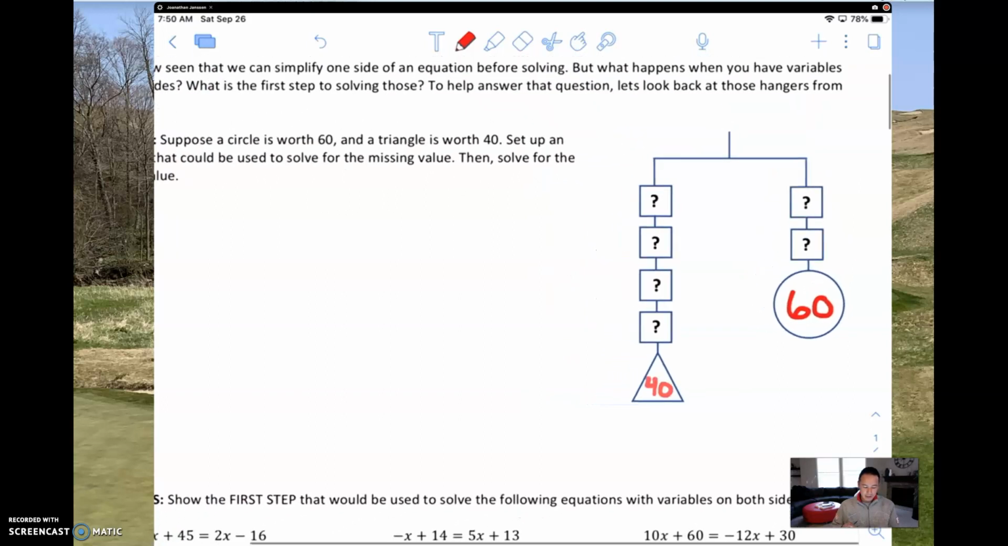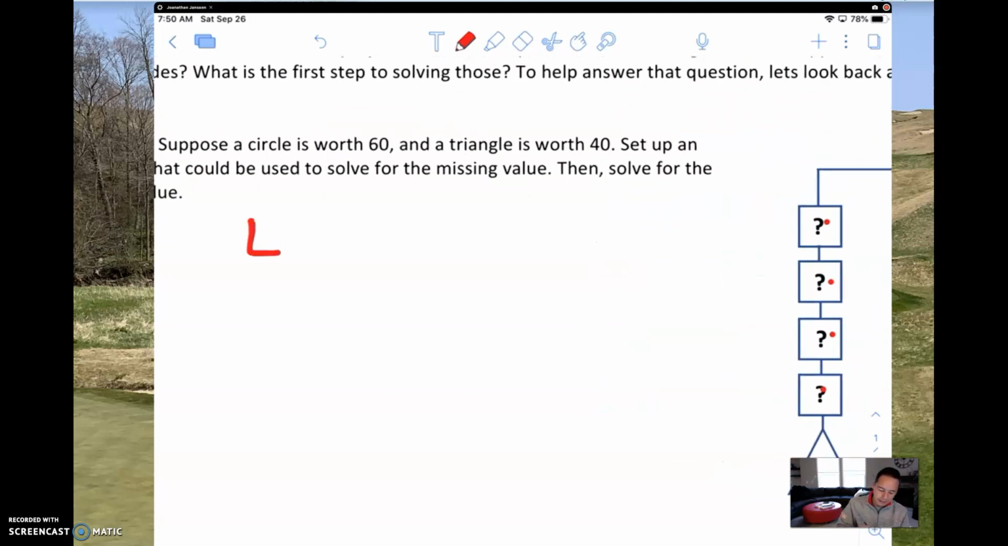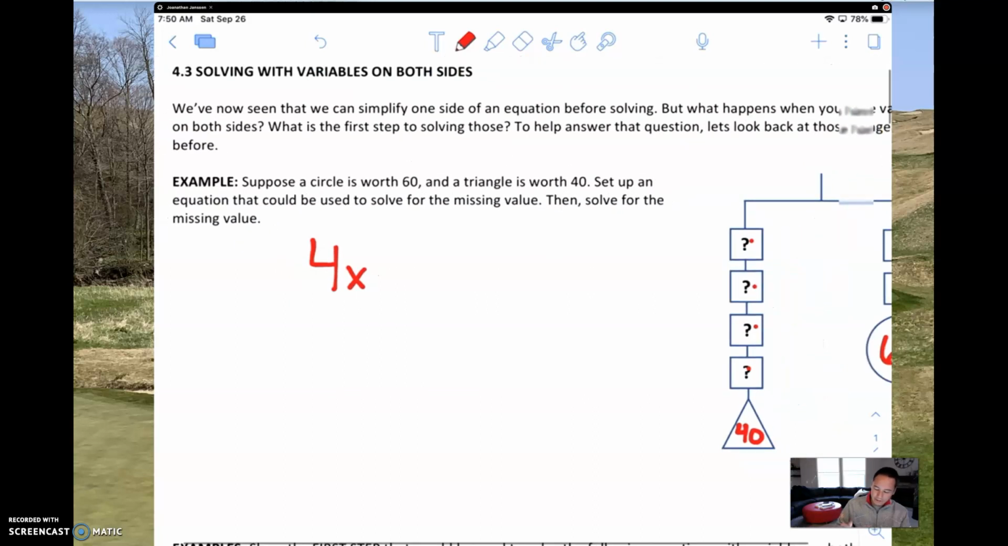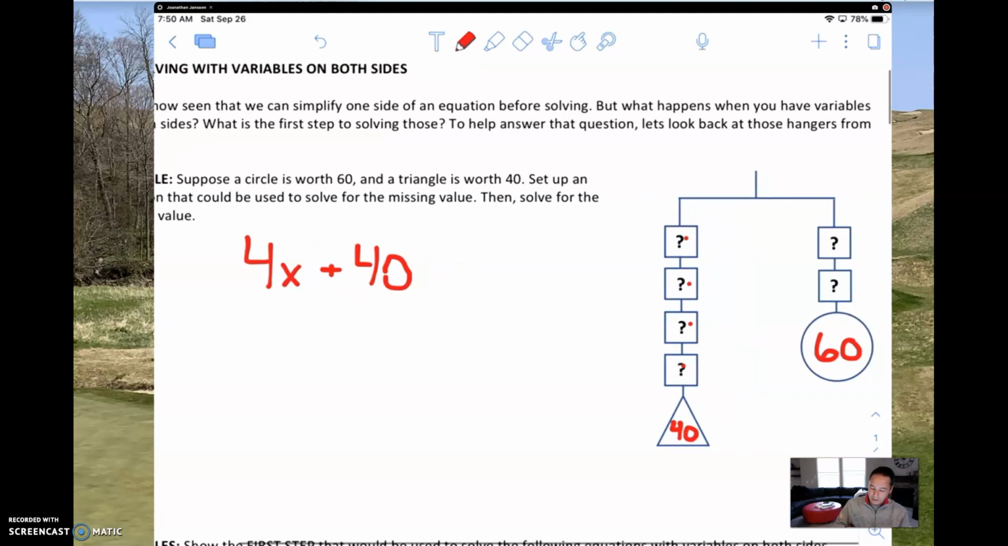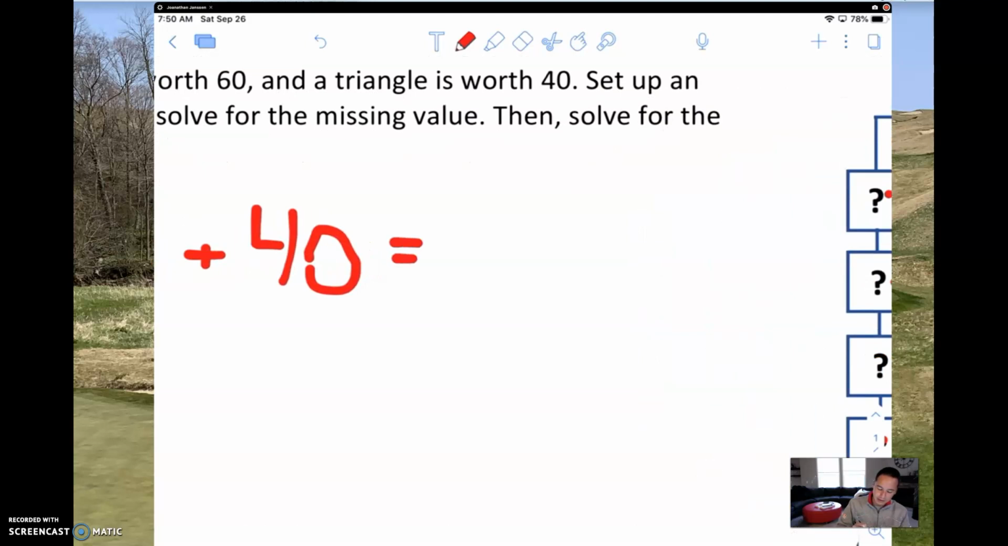We're going to set up an equation that can be used to solve for the missing values, so the value of those squares. So if you look on the left side and you count all the squares, we have 1, 2, 3, 4 of them. So we're going to call that 4x. And after we have the 4x, we still have to add in that triangle. So we're adding 40. And then we go to the right side and we see 2 of those squares and then a 60. So we're going to put is equal to 2 of the squares plus 60.